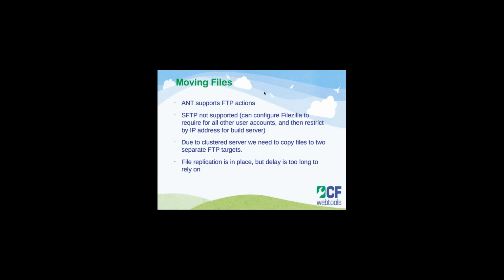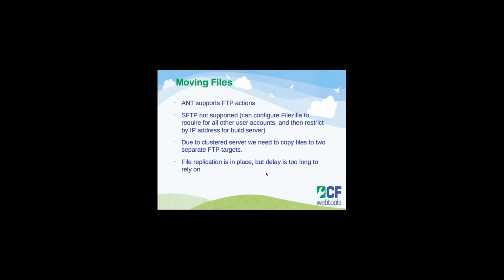Okay, so let's go on to FTP. Ant does support FTP actions. However, it does not support secure FTP, at least up to the last time I checked. So what we do, we use FileZilla on our server. We configure FileZilla for other user accounts to require secure FTP, and then we restrict the account that's used for our builds by IP address, so that only the Jenkins build server has access to that account, which is not secured.